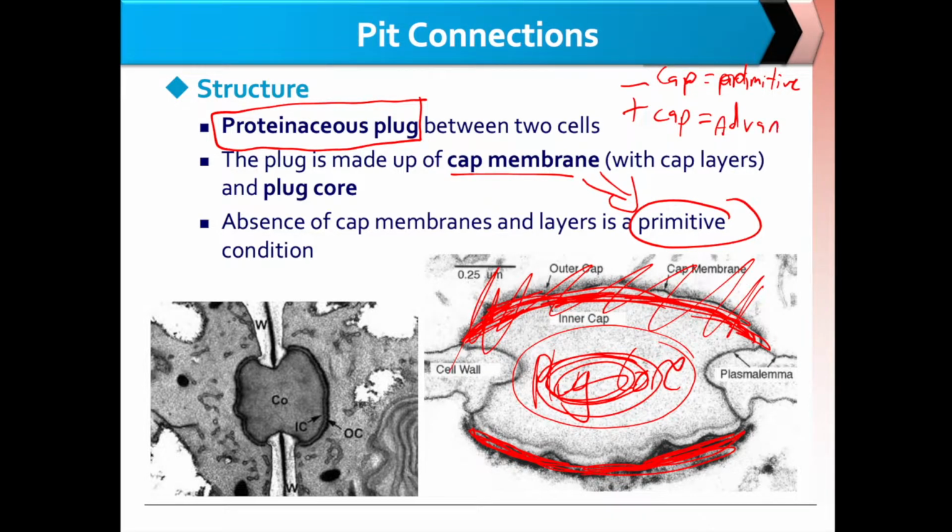Again, a little precaution on the use of advanced and primitive. We're using this just for simplicity's sake, and this is not to say that your organisms with cap membranes are the better organisms, and the organisms without a cap are the more advanced or more better. Okay, so again, precaution on the use of primitive and advanced. But I guess from now, alam nyo na yon, no? Na-prime na kayo in that sense.